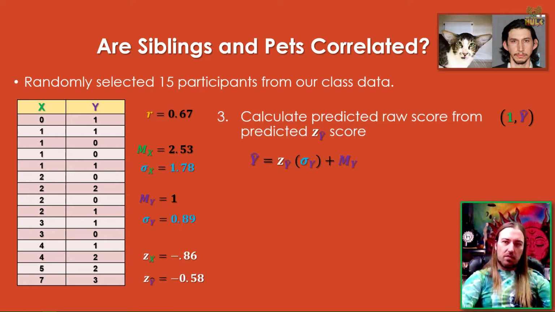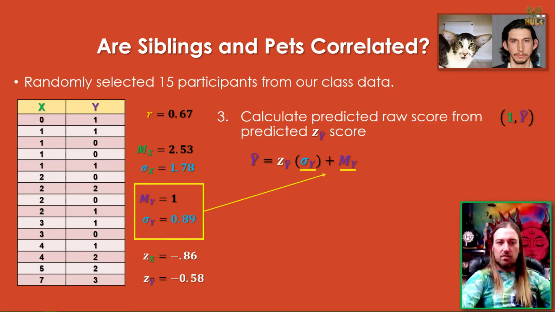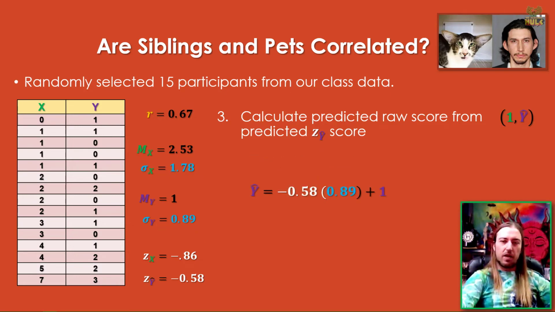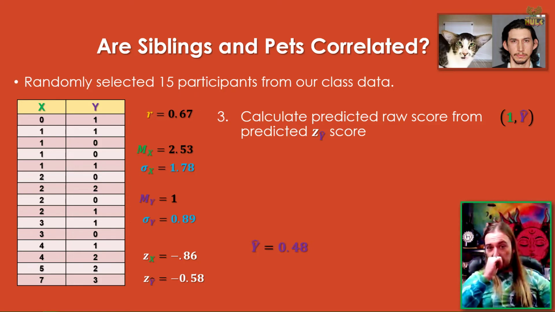Plug that into this final formula then to get back our y hat value from that z of y, right? Using these values, remember the y values, we get a negative 0.58 times 0.89 plus 1, which is a negative 0.49 plus 1, which gives us then a final answer of 0.48. Okay, so fairly easy process here, right?